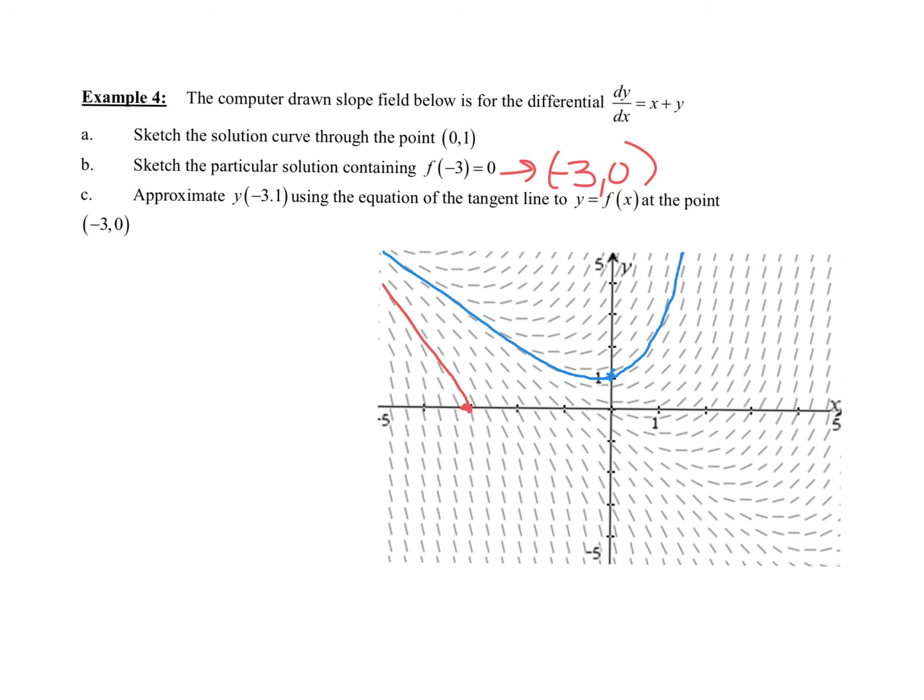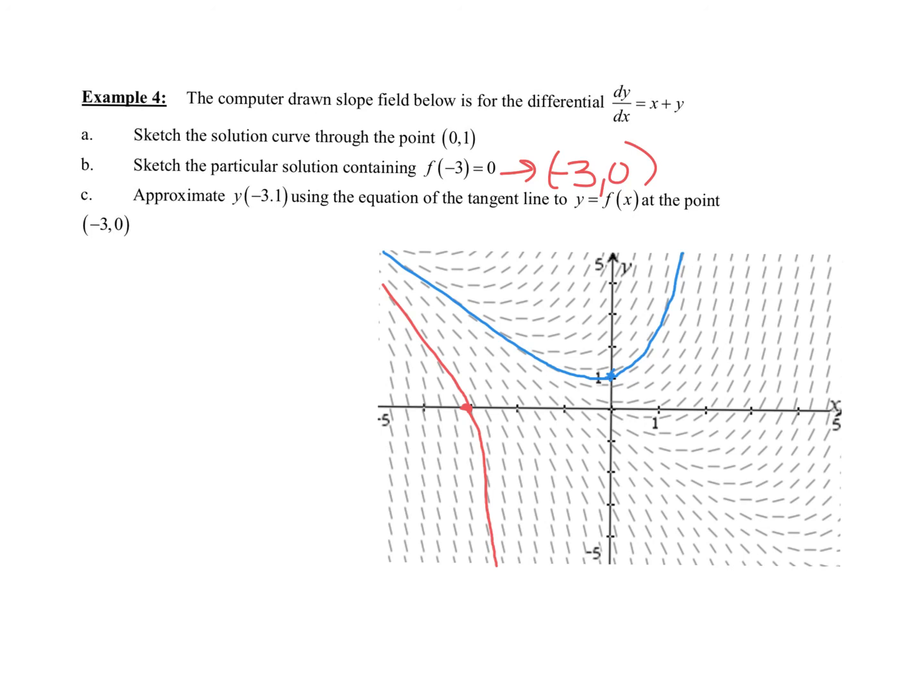I think that's not quite right. It should be going this way. So you still do need to follow the guidelines there. It's a little different looking from the previous one, and that often happens on these types of problems. But just know that f(-3) = 0 is equivalent to the point (-3, 0).